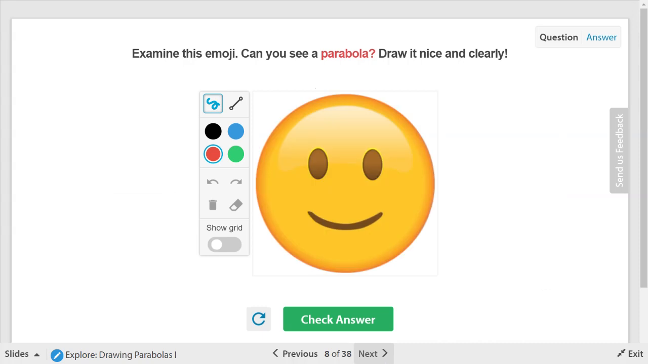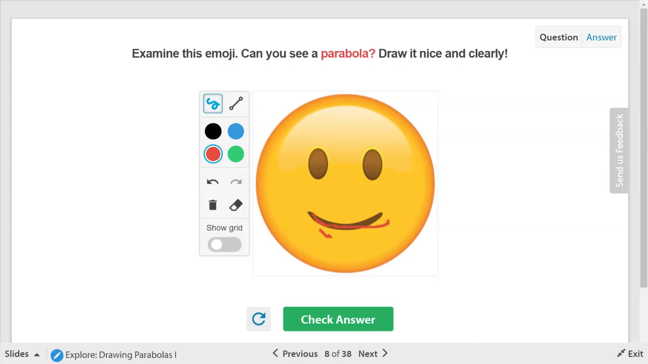It says examine the emoji. Can you see a parabola? Draw it nice and clearly. All right, so I can see the parabola over here. And if I want to draw it nice and clearly, let's see if I can. All right, so I'm going to use a red line, and let's say I try and draw it. So I draw it. Oh, that's not going to work. Let's try a little bit higher.